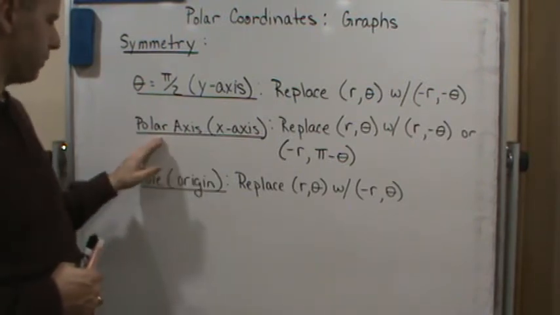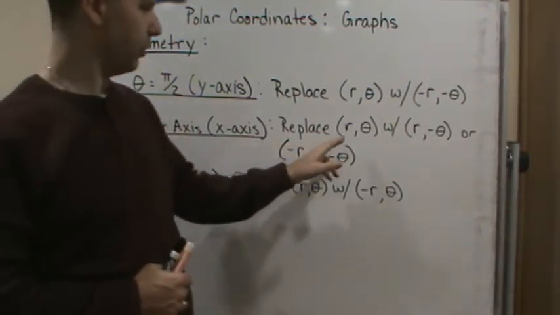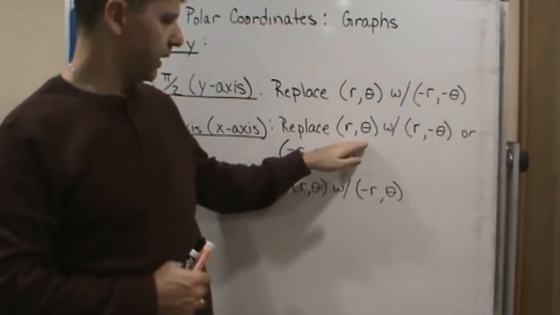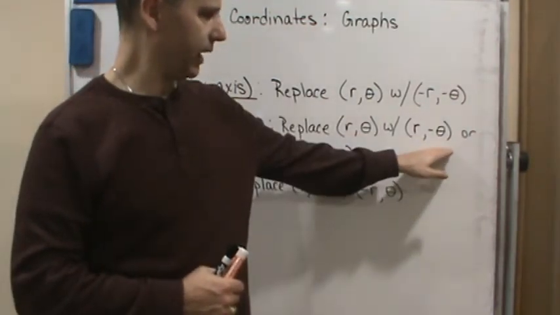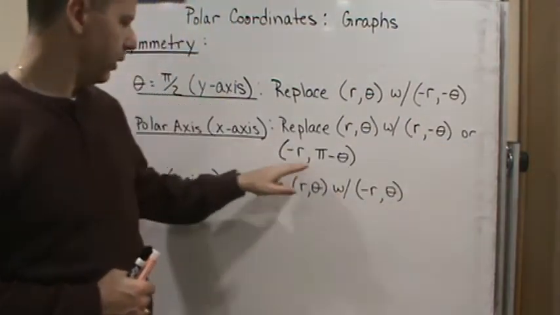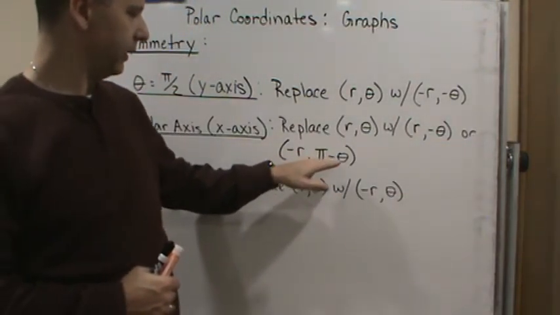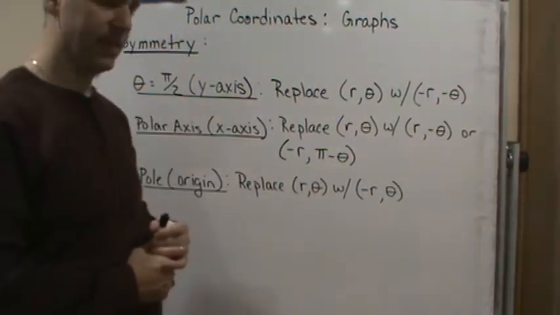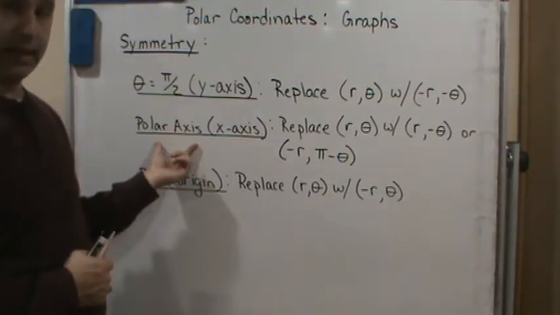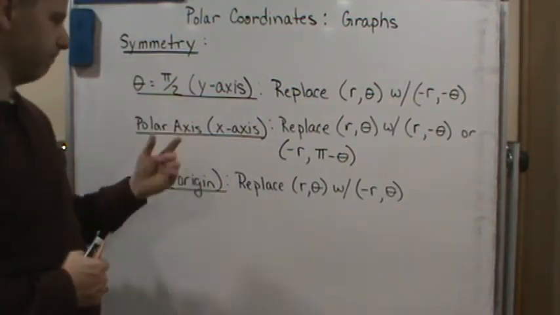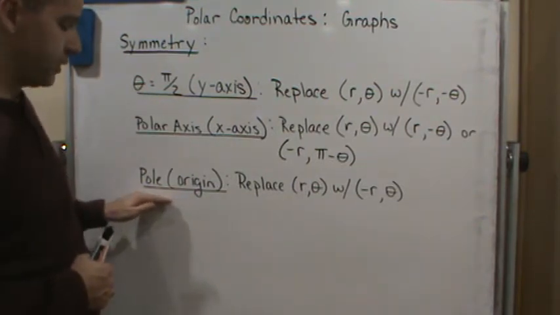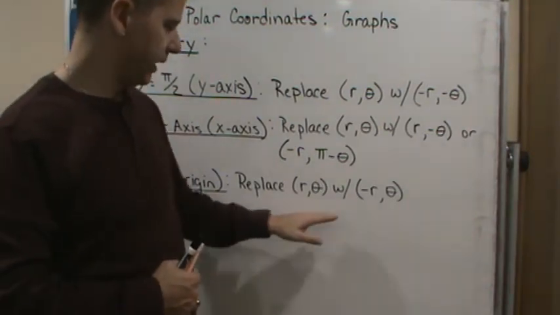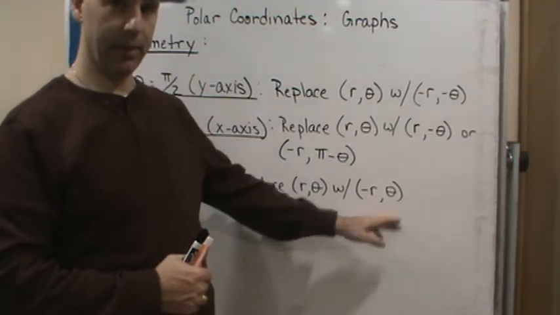If you want to test whether it's symmetric with respect to the polar axis, there are two different ways to test this. You either replace r comma theta with r comma negative theta, or with the opposite of r comma pi minus theta. You could use either one of these. If it passes either one of those, then it's symmetric with respect to the polar axis. If you want to see if it's symmetric with respect to the pole, then you replace r comma theta with the opposite of r comma theta.